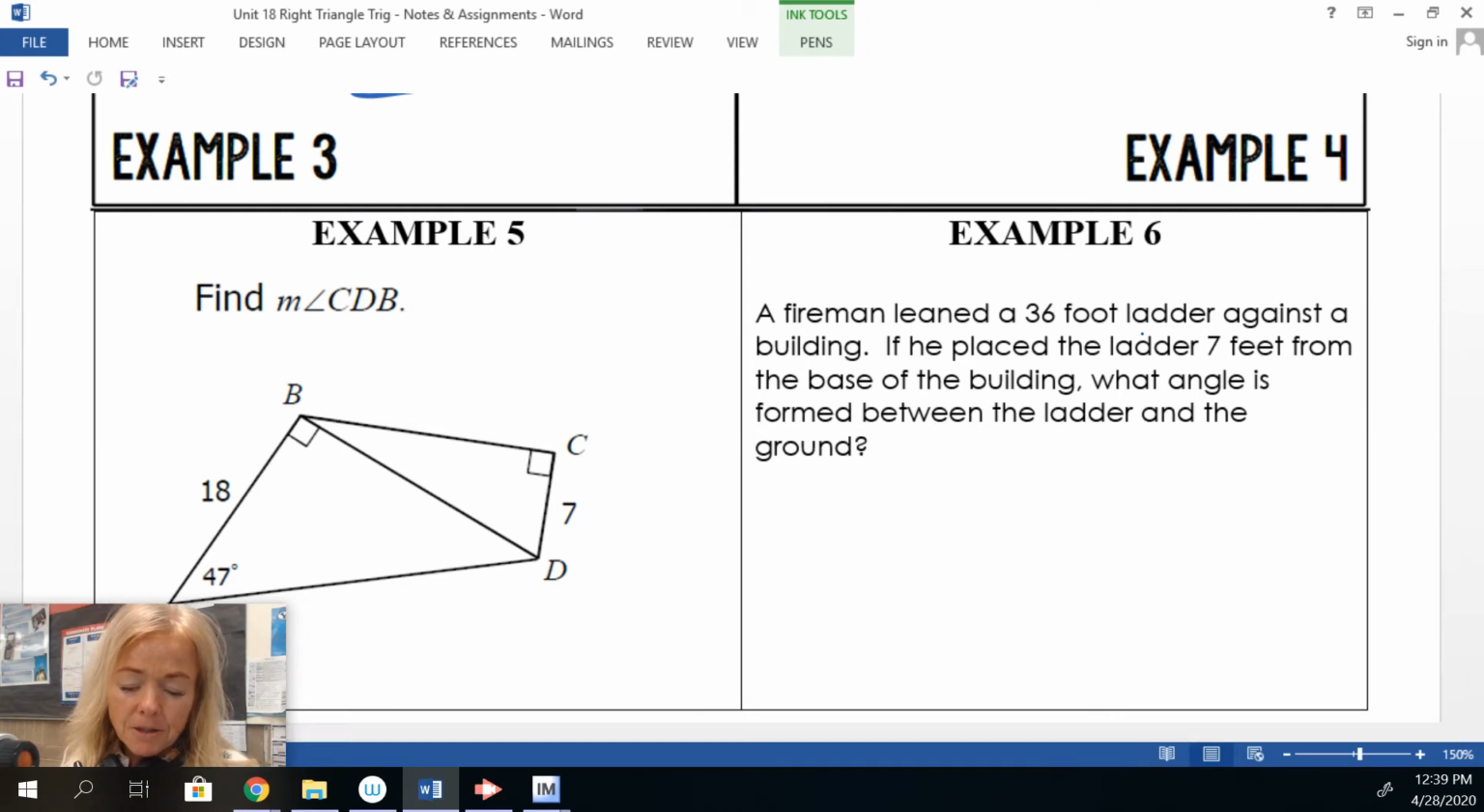All right, find the measure of angle CDB. So, sorry, I had to get a drink real quick.